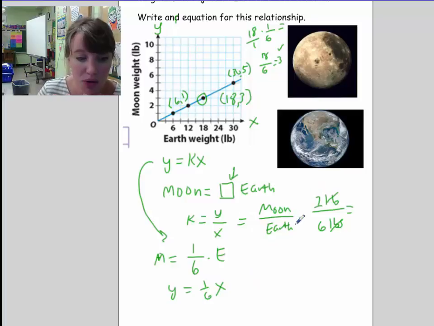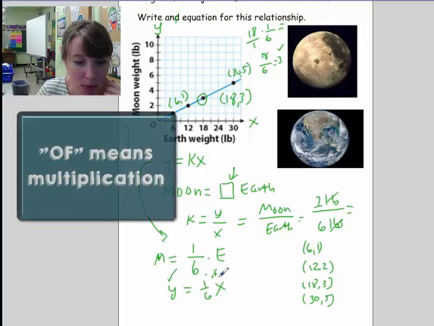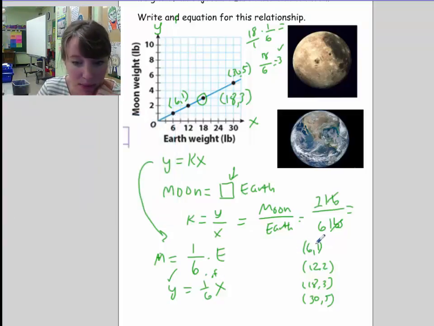And you'll notice all of the points that we have here, the points that are integer values, are 6, 1, we had 12, 2, we had 18, 3, and we had 30, 5. All of these, you can see that the y coordinate is 1/6 of, remember the of is a multiplication, 1/6 of the x coordinate. So you take the x coordinate, multiply it by 1/6 to get the y coordinate. Okay?